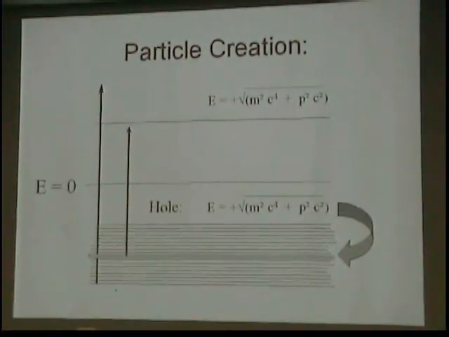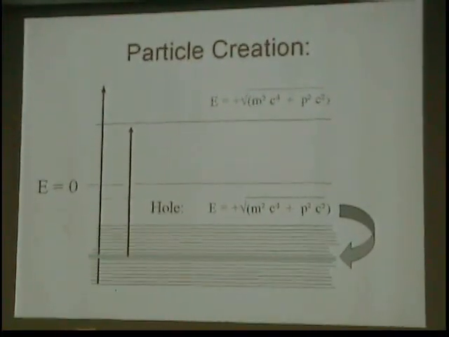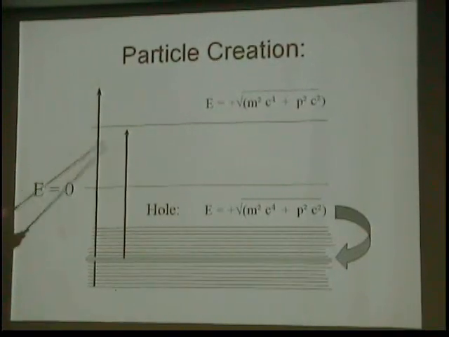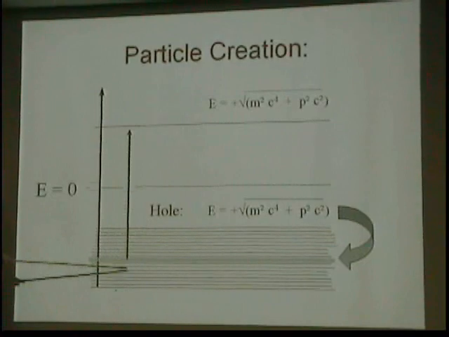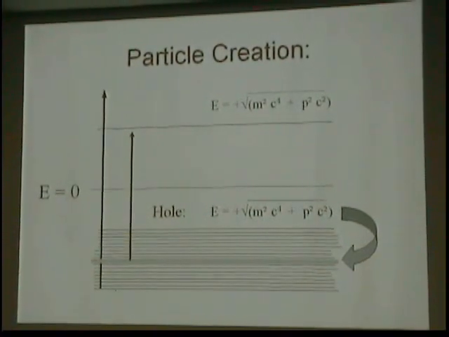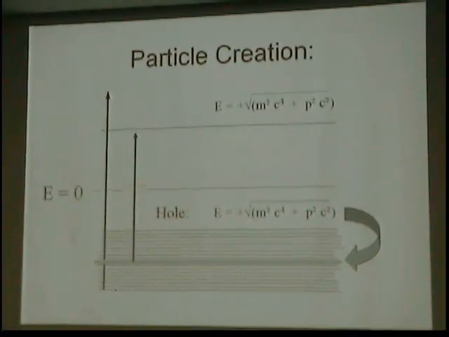Then he realized if you kick an electron out of the vacuum, you have an electron with positive energy and the absence of a negative energy electron, called a hole, and that's called an anti-electron. And this is the origin of antimatter.